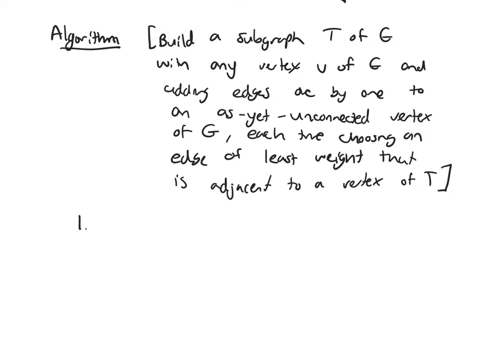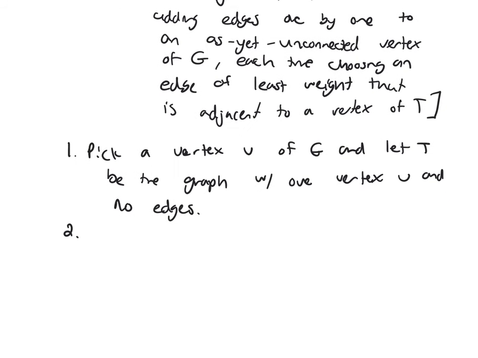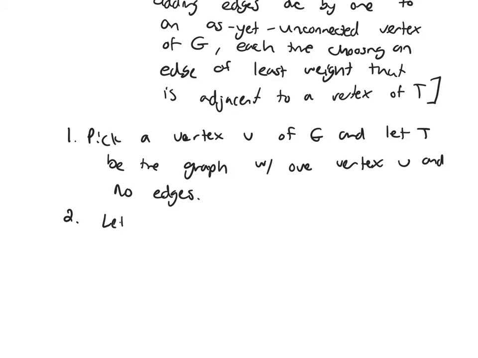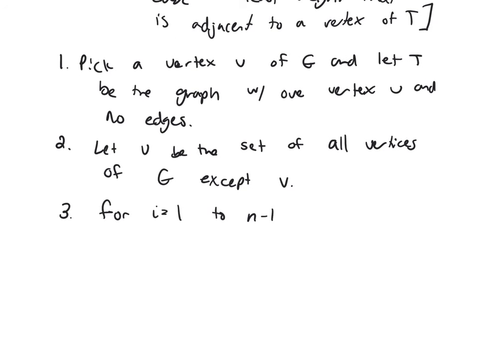Now here's the procedure. So one, you're going to pick a vertex V of G, and you're going to let T be the graph with one vertex V and no edges. So this is a little bit different than our last algorithm. So you're going to start with a vertex, and you're going to let V be the set of all vertices of your graph except this initial one, except V. And then here we have a for loop. So for I equals 1 to n minus 1, you're going to do this procedure.